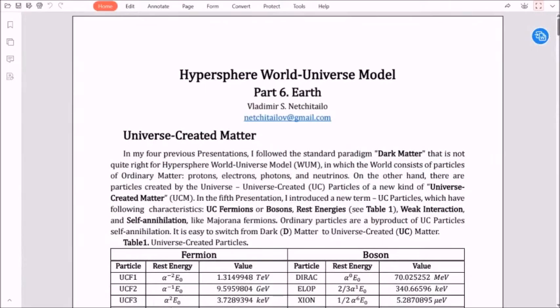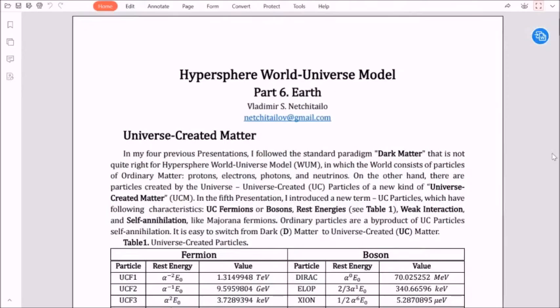Universe created matter. In my four previous presentations, I followed the standard paradigm, dark matter, that is not quite right for the hypersphere world-universe model, in which the world consists of particles of ordinary matter: protons, electrons, photons, and neutrinos. On the other hand, there are particles created by the universe. The universe created particles of a new kind of matter, universe-created matter.